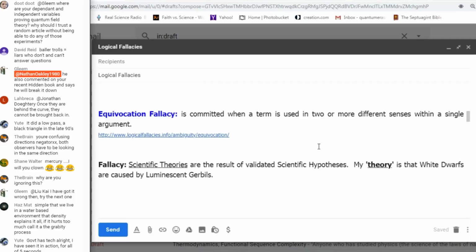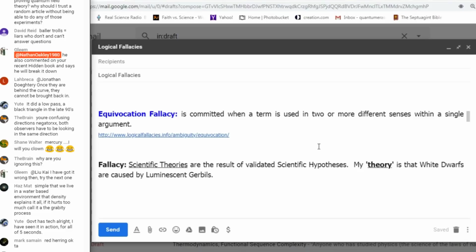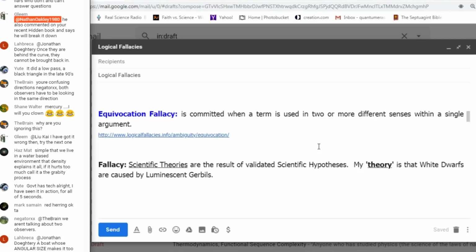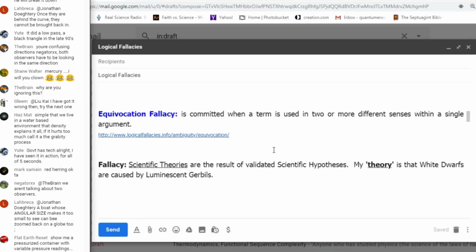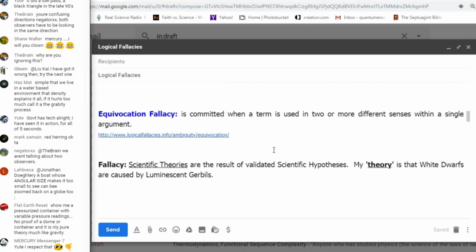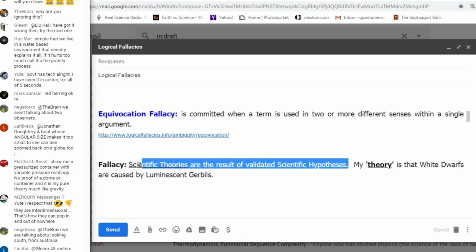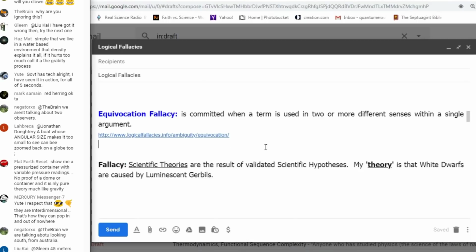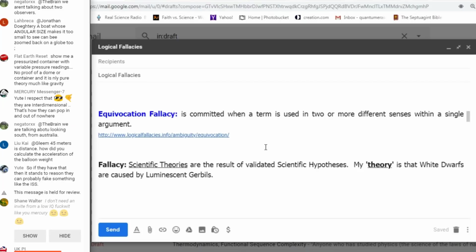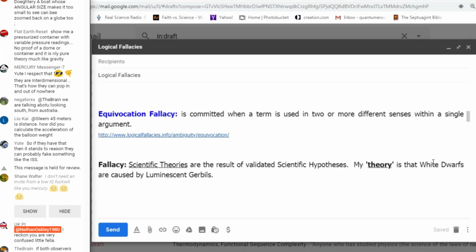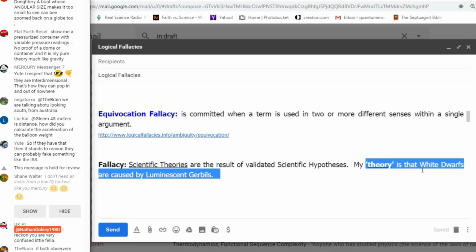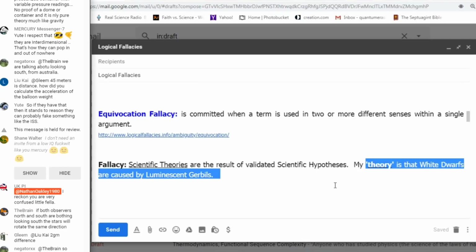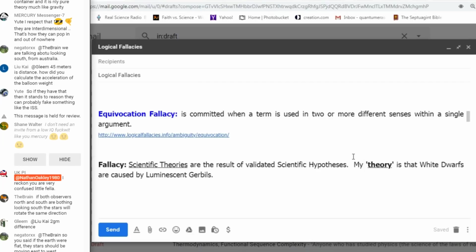This is another coy one, the equivocation fallacy. This is committed when a term is used in two or more different senses within a single argument. And the easy one is that everyone does this. I mean, this is prevalent. You'll see it quite quickly. So, scientific theories are the result of validated scientific hypotheses. This is correct. However, the next statement out of their mouths: my theory is that white dwarfs are caused by luminescent gerbils, right? See, this theory right here doesn't have anything to do with the scientific method, hypotheses, nothing. So you can see how people use this.